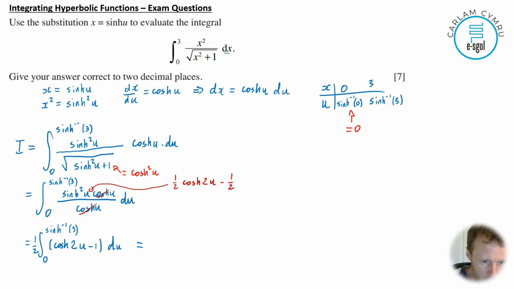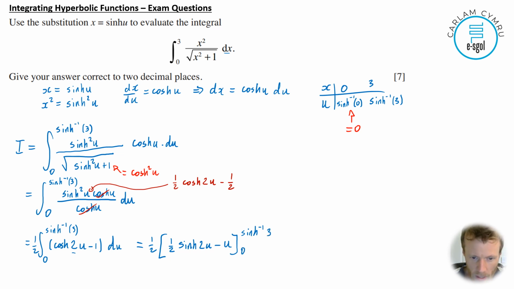If we do that, we'll keep the 1/2 out the front. So the cosh turns to sinh, and we've got a 2 involved, so we need to bring that to the front when we integrate, and so we divide by the 2. So we're getting 1/2 sinh 2u minus, and then the 1 is turning into u. We do not need to turn it back into x because our limits are now in terms of u. So sinh^-1 of 3 and 0.